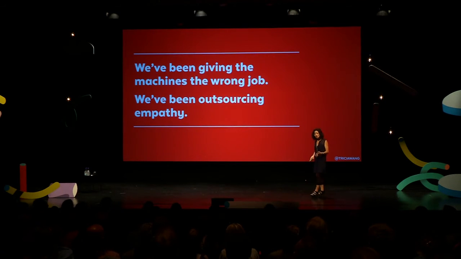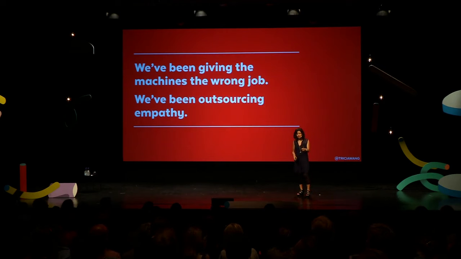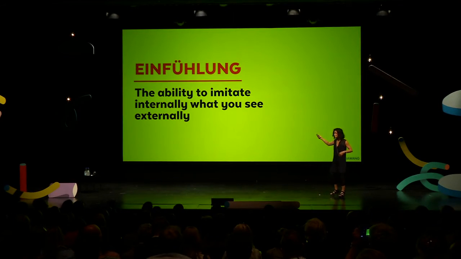Understanding the world is not about replicating one perspective. It's about representing multiple perspectives. This is the work that humans have to do in perspective shifting. And we have been giving the machines the wrong job. We've been outsourcing empathy. And that's partially, I think, because we kind of misunderstand what empathy is really about, or what it really involves. When people say VR is going to produce empathy, or an app, a tech will produce empathy, their definition of empathy is based on this old scientific translation of the German word Einfühlung, which means the ability to imitate internally what you see externally.